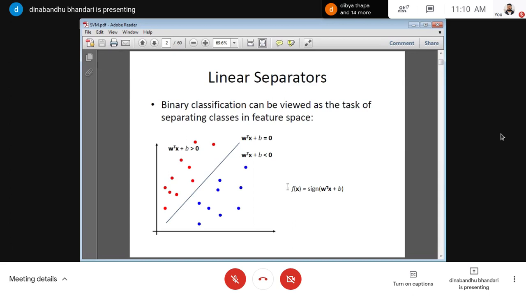That f(x), the label of an unknown point, will be equal to sign of W transpose X plus B. This is something we are very much familiar with. Now, the question is how to find this line. We have learned a technique in PLA. We have learned some technique in artificial neural networks, right? How to do that in the classifier.